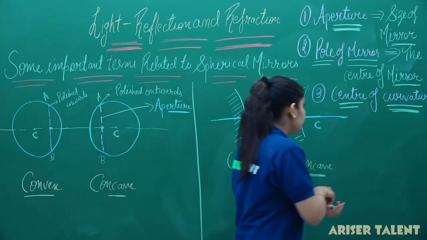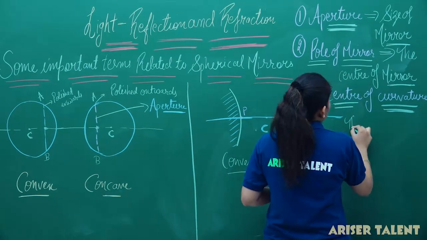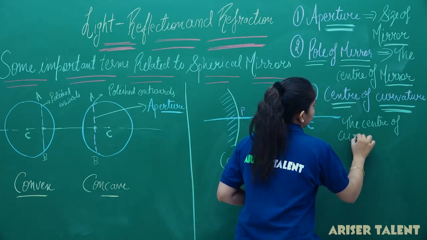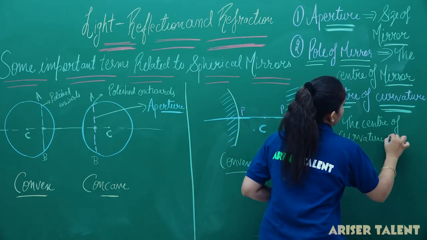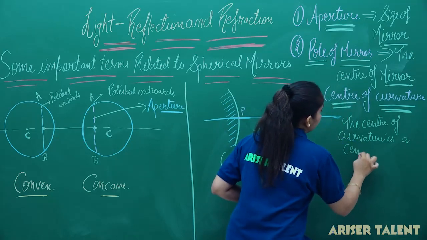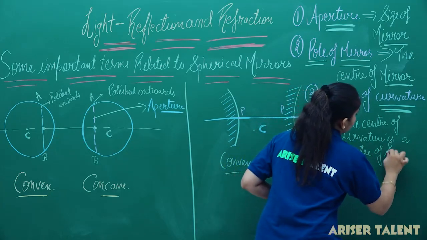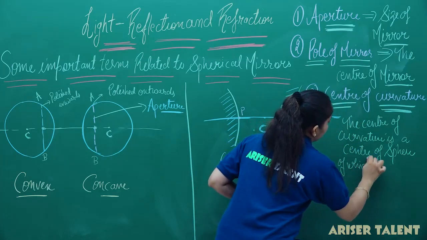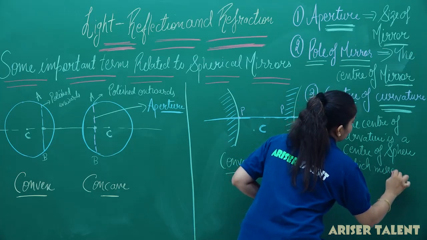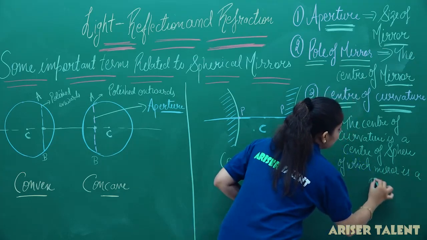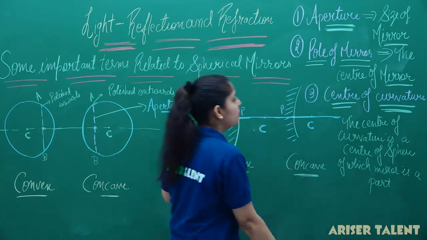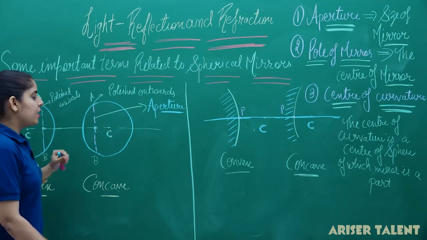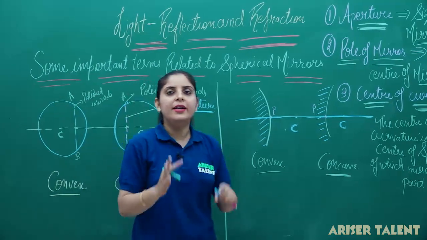So we can say that the center of curvature is the center of the sphere of which the mirror is a part. And you can see that we have denoted the center of curvature by C. You can see that we have labeled C in case of center of curvature. So you can see that we have discussed three terms here.